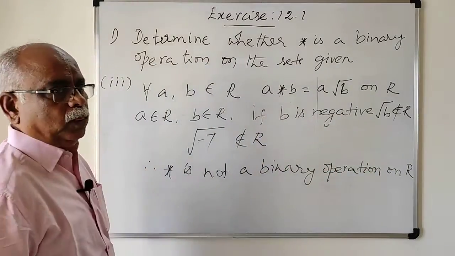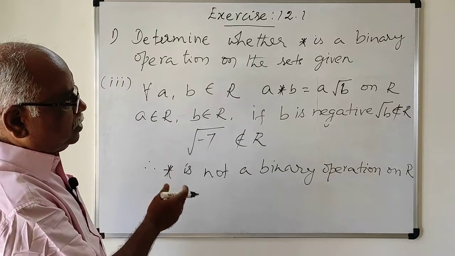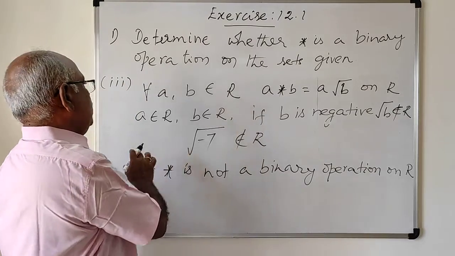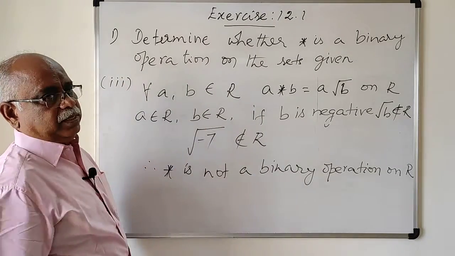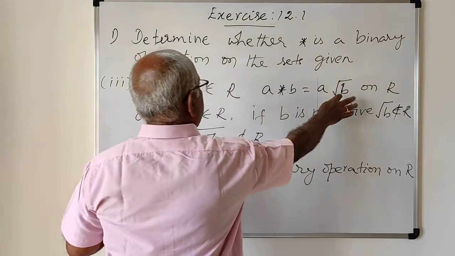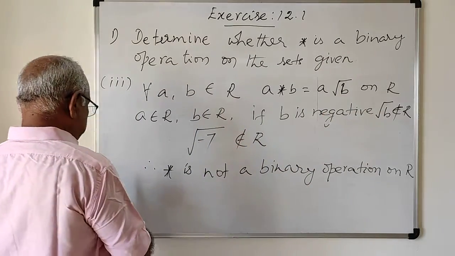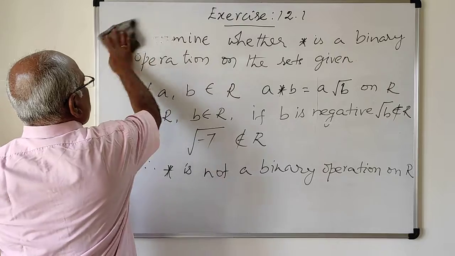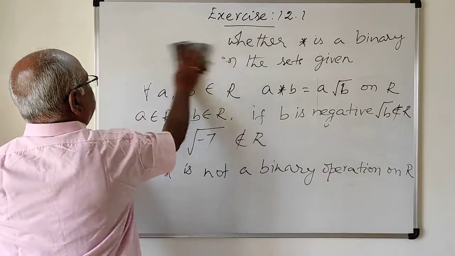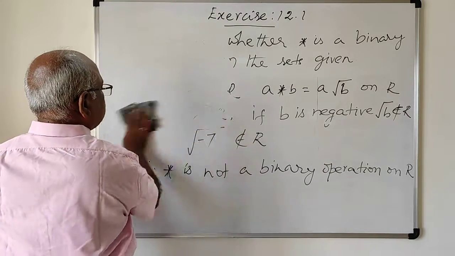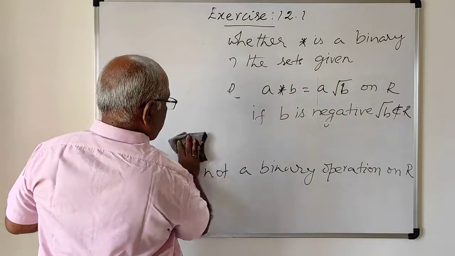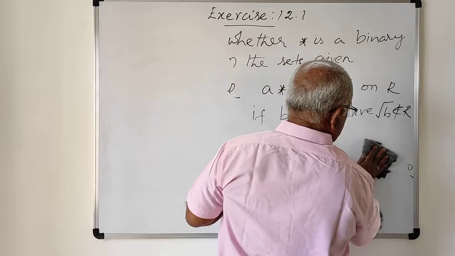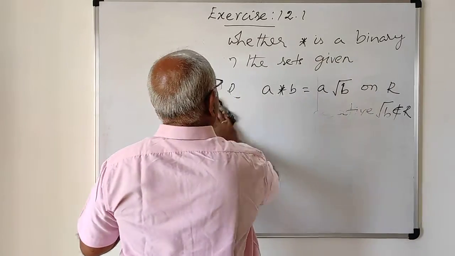So in the first two problems, star is binary on the given set, but in this problem, the given star is not binary on the given set, because root of B is negative, it is not in the set of R. That's all about the first problem. In the first problem, there are three subdivisions in the exercise. Now let us go to the second problem.